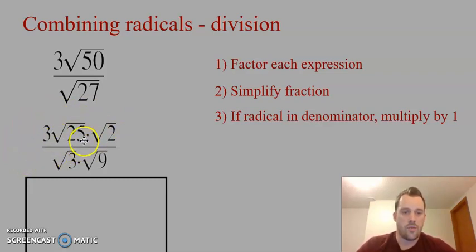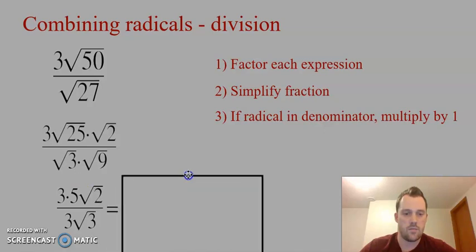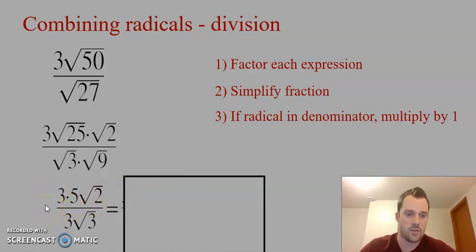So the square root of 25 is 5. So this is going to end up being 3 times 5, or 15 root 2. And my denominator, this is going to simplify to 3, so I get 3 root 3. So just in case you didn't write this as 15 root 2, maybe you wrote it out, or you have it in your head as 3 times 5 root 2.